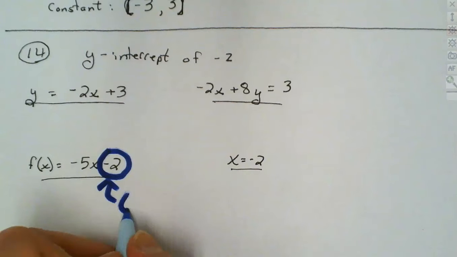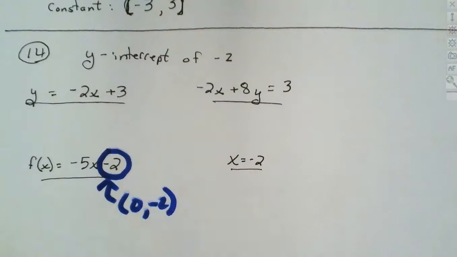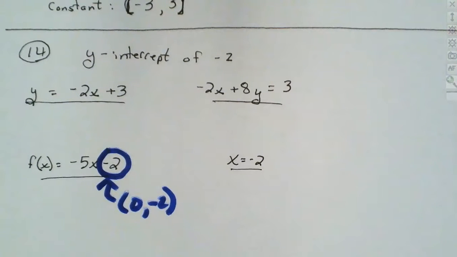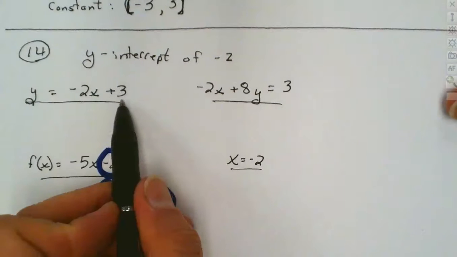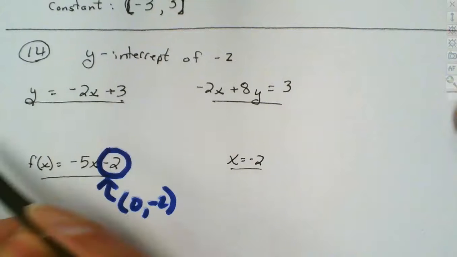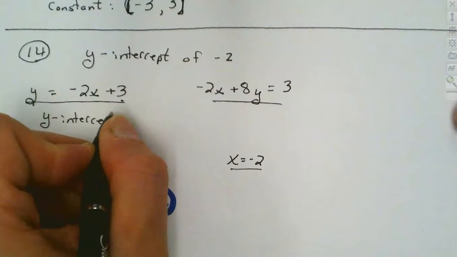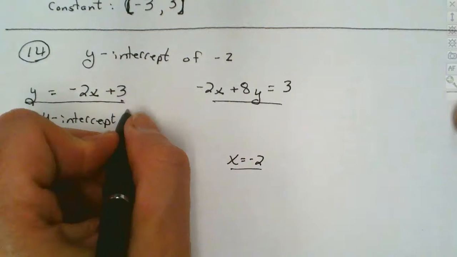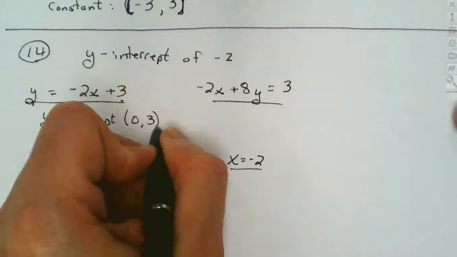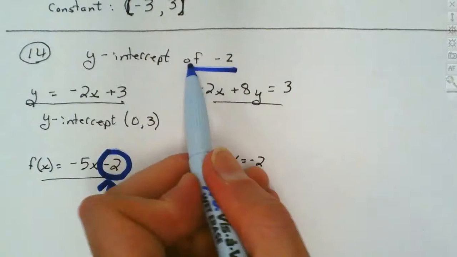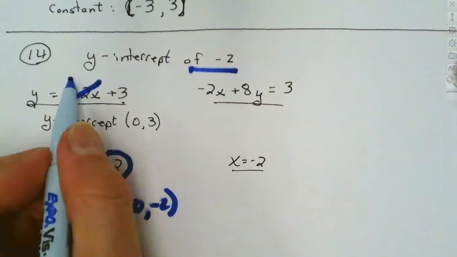That would have a y-intercept of (0, -2), because it's been solved for y, or f of x. They're the same thing. Now, what about the first one? Why does the first one not work? What would the y-intercept of the first one be? Okay, this has been solved for y, so the y-intercept would be what? What's the number on the end? 3. So that would be a y-intercept of (0, 3). We want a y-intercept of negative 2. So that one's not going to work.